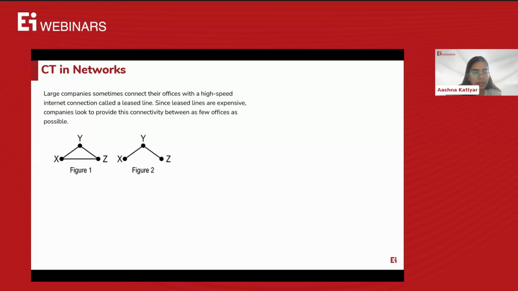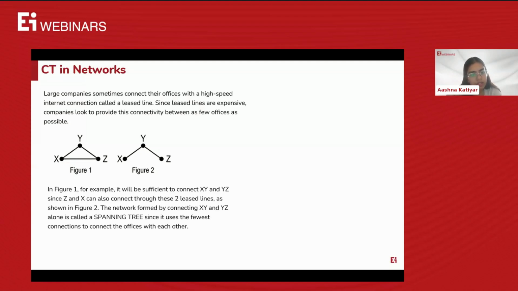This can be done in such a way that we connect X to Y and then Y to Z. So the internet will be able to reach from office X to Z through Y. Now the question is, in figure 1, for again the same thing, the network formed by connecting X, Y, and Y, Z alone is called a spanning tree, since it uses the fewest connections to connect the offices with each other.